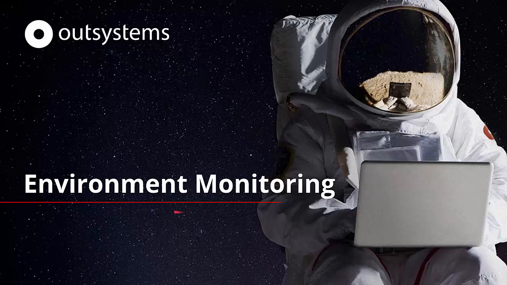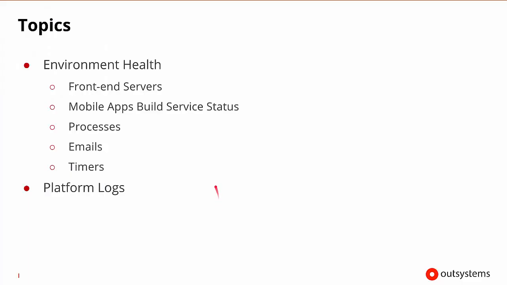Welcome to this session on environment monitoring and OutSystems. In this session, we're going to talk about how we can monitor an environment's overall health and see more information about the front-end servers, the mobile app build service, the processes, the emails, and timers running on that server. We'll also look at how to get more information out of the platform logs. So let's go ahead and get started.